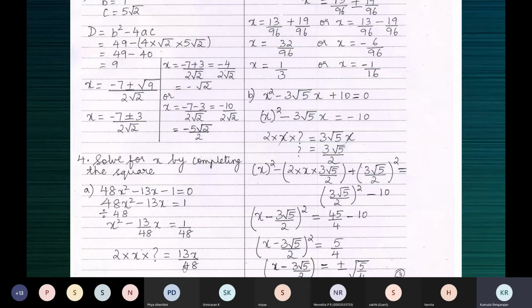The 2 will come for division here. So 13 by 2 into 48. So 13 by 96. So the required q term is 13 by 96. And now you need to add q square, not q. You should add q square to both the sides. So you must add 13 by 96 the whole square to both the sides.